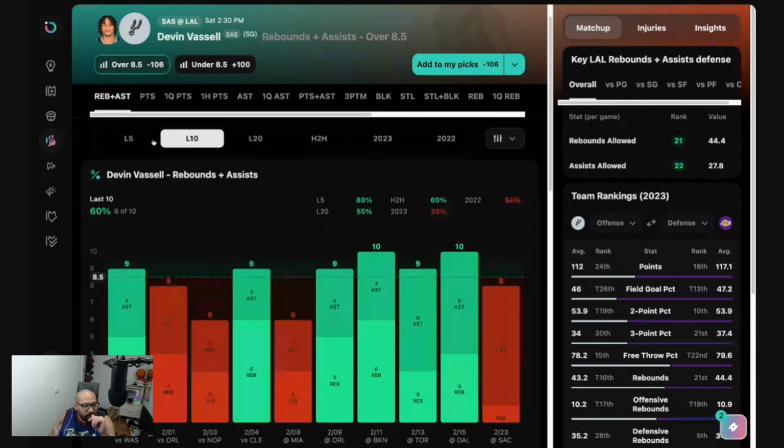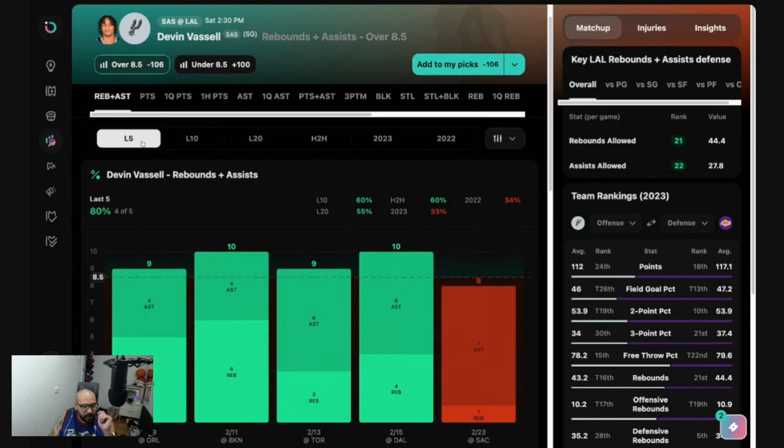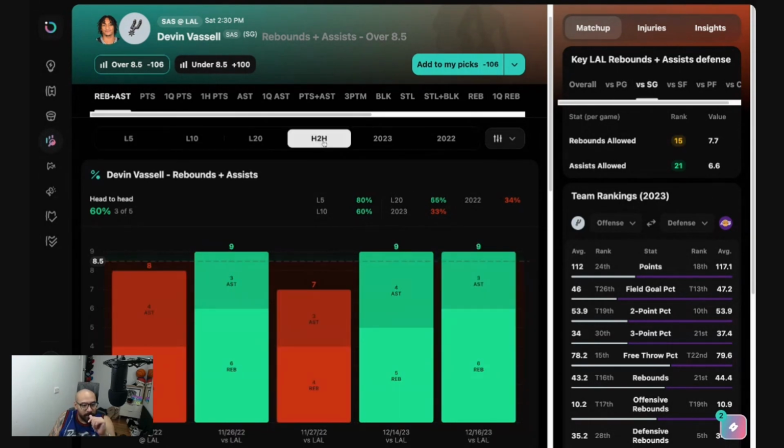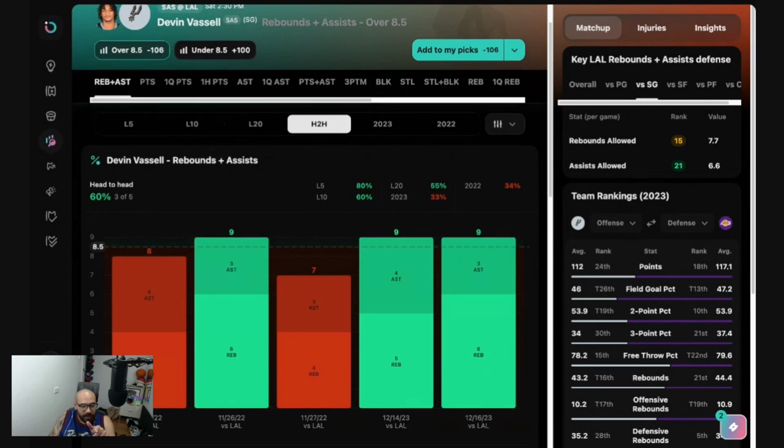So looking at his rebounds and assist prop, minus 106. He's hit this in 4 out of his last 5. The game he didn't hit it, he finished on 8. So he got very close. The matchup is okay. The Lakers give up a lot of assists. Head-to-head matchups, he's hit this in 3 of his last 5 games against the Los Angeles Lakers. They played each other twice this year. In both of those games, he had 9 rebounds and assists. So, yeah, look, he's not absolutely crushing this.